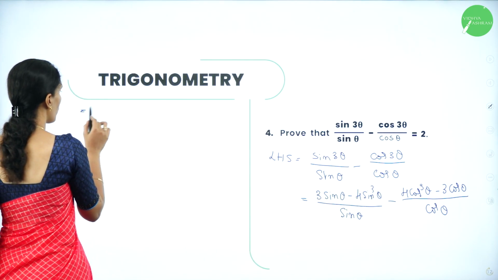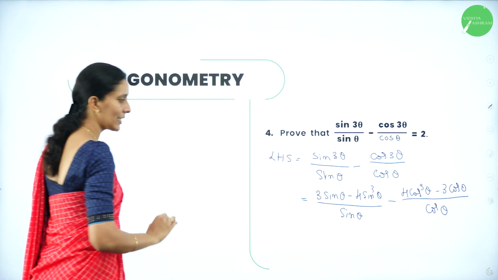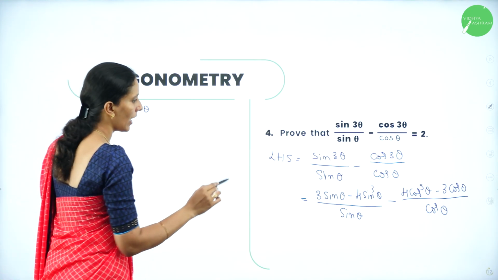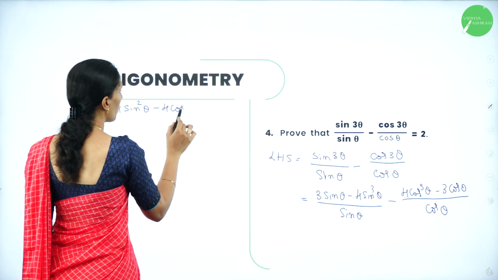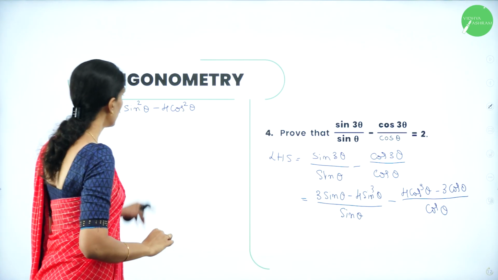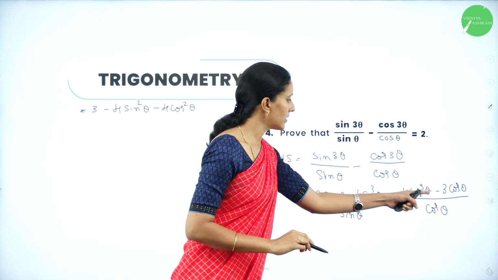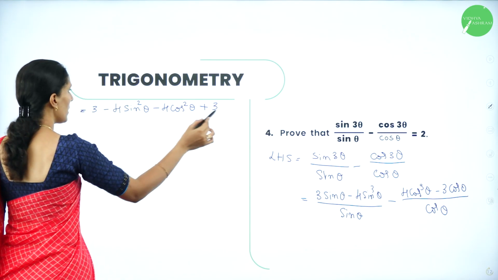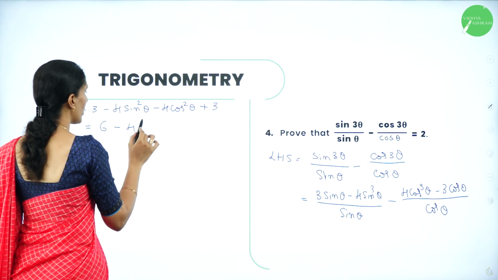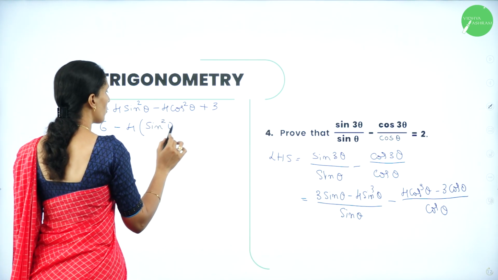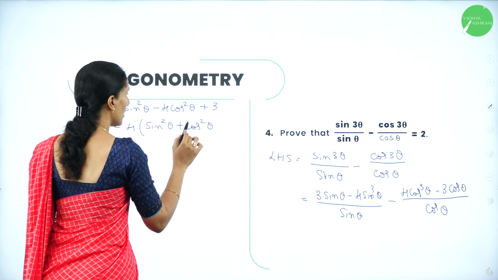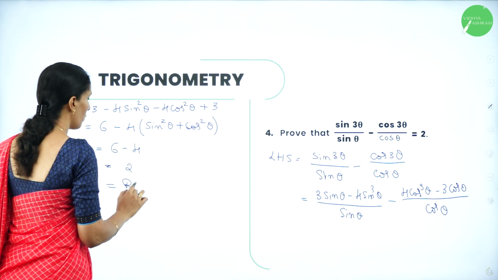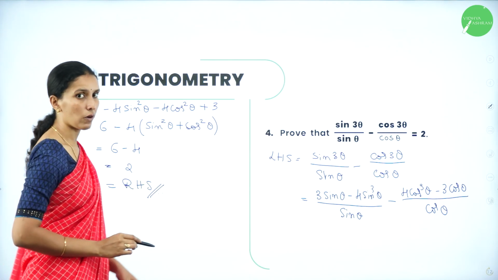So here you are left with 3 sin theta by sin theta cancels, minus 4 sin square theta. Again there it becomes minus 4 cos square theta minus 3. So which is again minus into minus becomes plus. 3 cos theta by cos theta is 3. Now 3 plus 3 is 6. Take minus 4 as common factor. It becomes sin square theta plus cos square theta, whose value is 1. So 6 minus 4 is equal to 2. So we have proved the result is equal to 2.